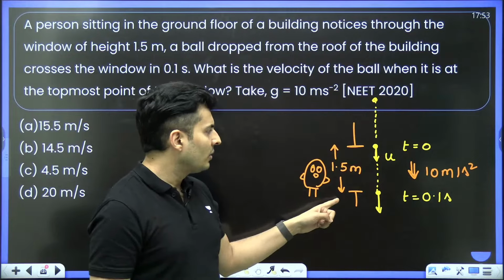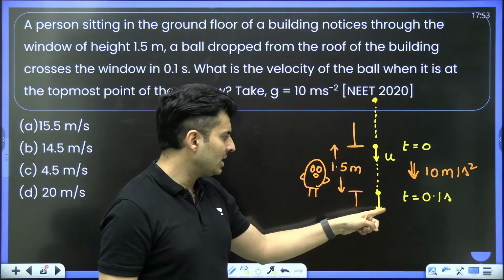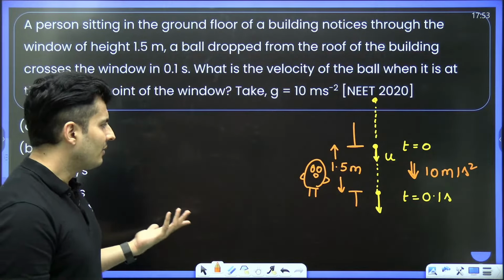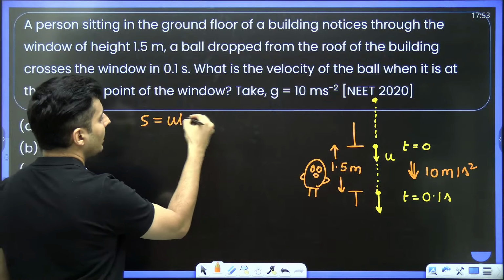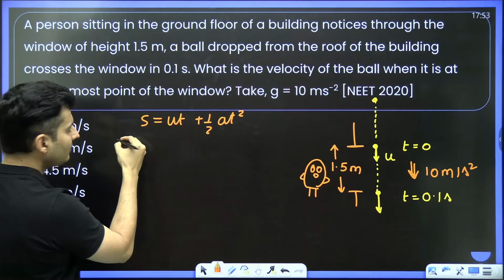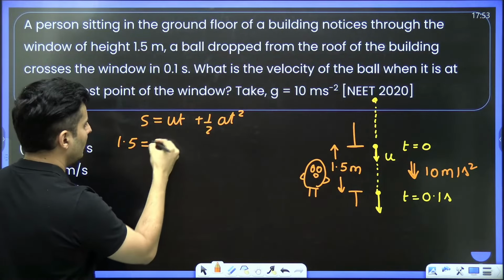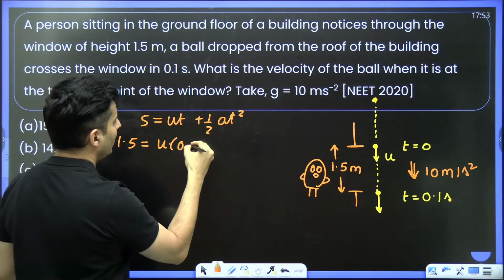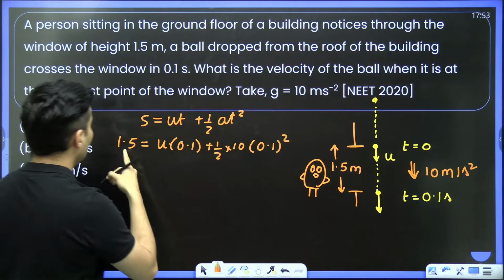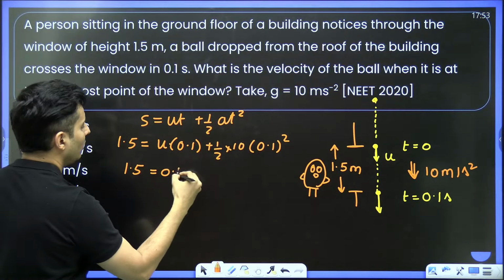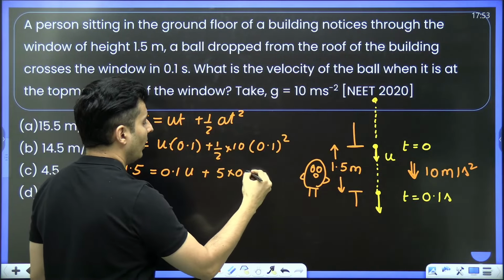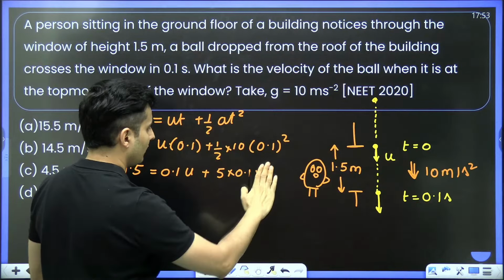Interesting. S is known, u I don't know, final speed I don't know, time yes, acceleration yes. Which equation? I feel there is only one equation, and that is s is ut plus half acceleration into t square. Displacement 1.5, u I don't know, time basically 0.1, plus half into acceleration 10 times 0.1 square. So this will become 1.5 is equal to 0.1u plus, now 10 by 2 is 5, this will become 0.1 into 0.1.